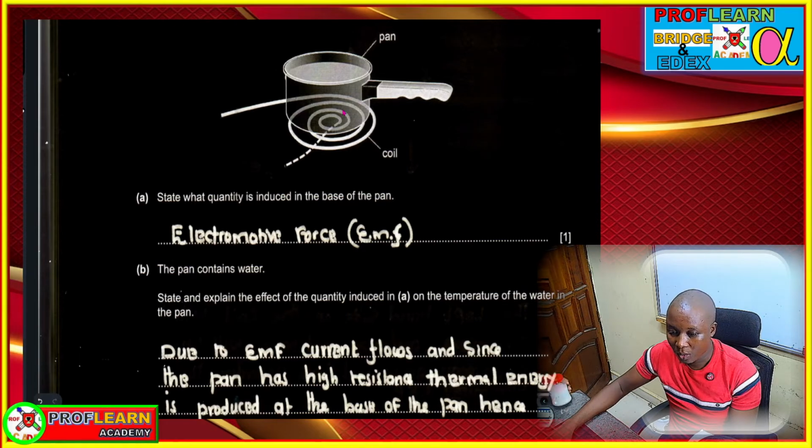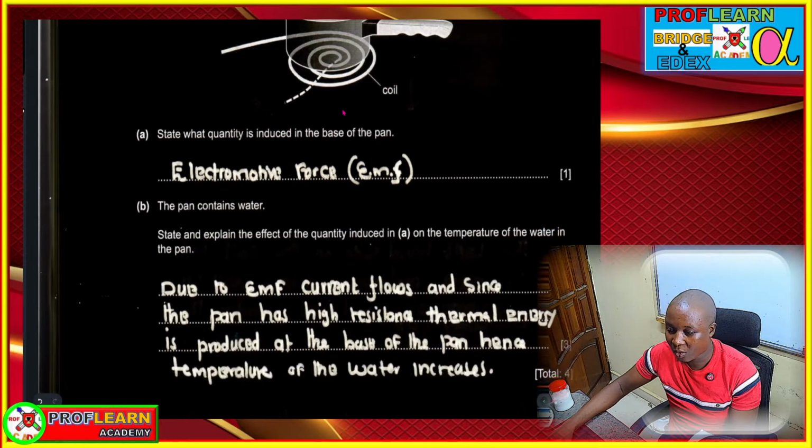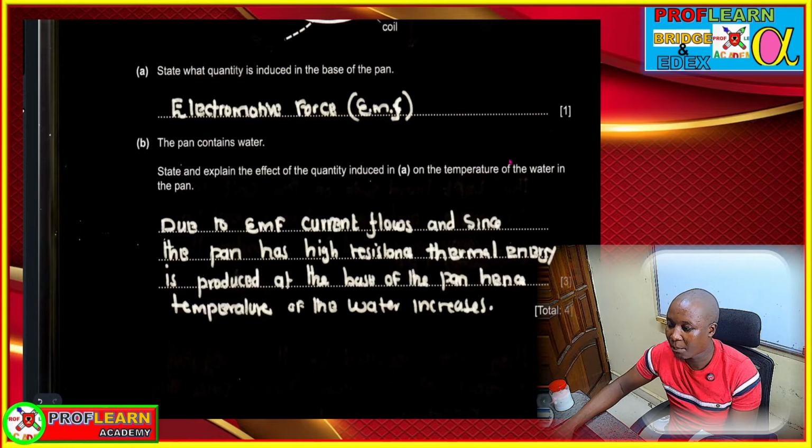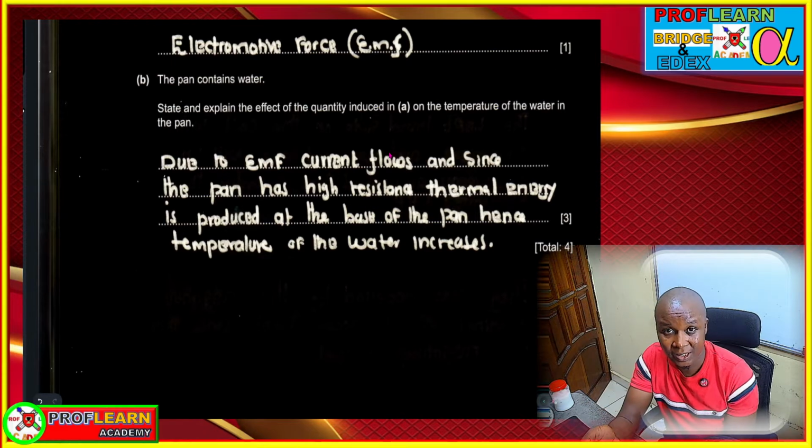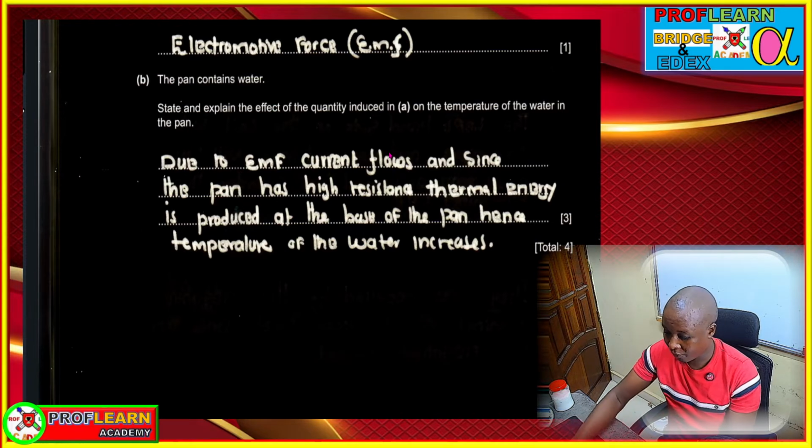So do state and explain the effect of the quantity induced on the temperature of the water. Due to the EMF, current is going to flow, and since the pan has resistance, we are going to have thermal energy produced at the base of the pan, which means that the temperature of the pan increases, which increases the temperature of the water. So basically that's what we are going to mention as far as that is concerned.